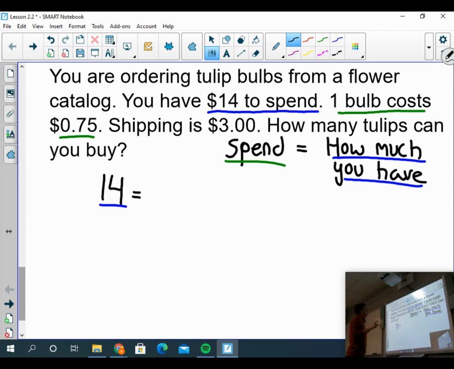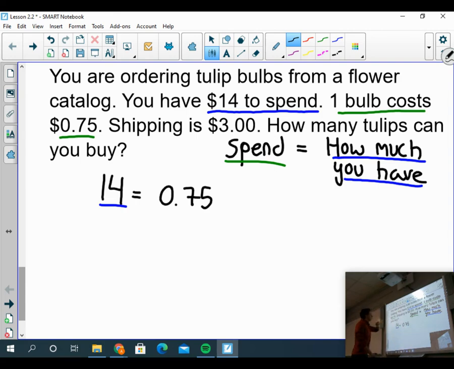Well, I see 2 pieces here. I see one bulb costing 75 cents. But again, based on the question, how many can I buy? I know one bulb is 75 cents. Well, if one bulb is 75 cents, you could probably tell me that 2 bulbs is $1.50, that 3 bulbs is $2.25, that 4 bulbs is $3. How are you doing that? What you would do is you would multiply.